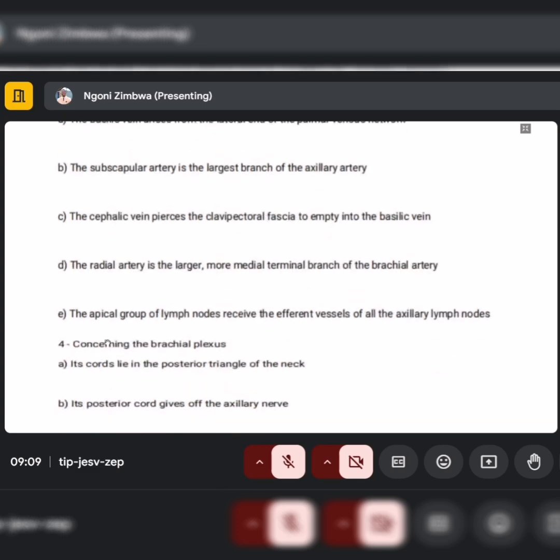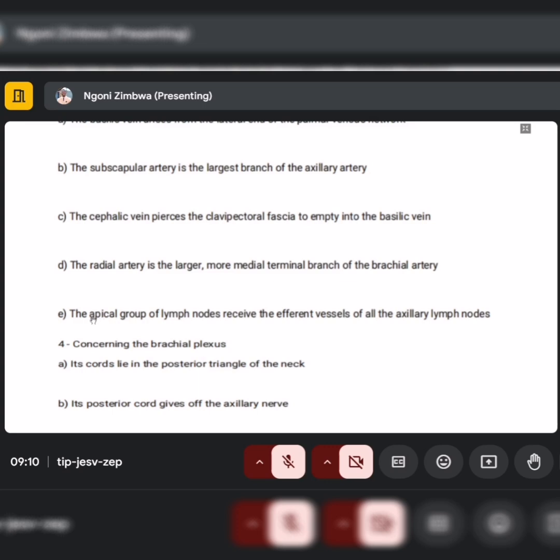Good, guys. E, the apical group of lymph nodes receive the efferent vessels of all the axillary lymph nodes. What do you think? That is true. Remember, you have an axilla and you have five groups of axillary lymph nodes given by the mnemonic APICAL. It's very easy. So you use the mnemonic APICAL.